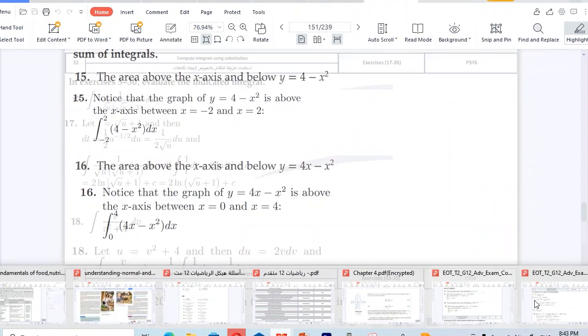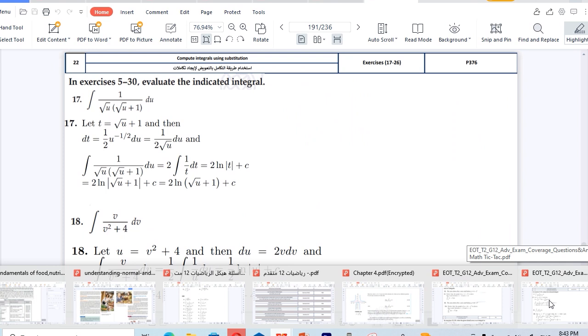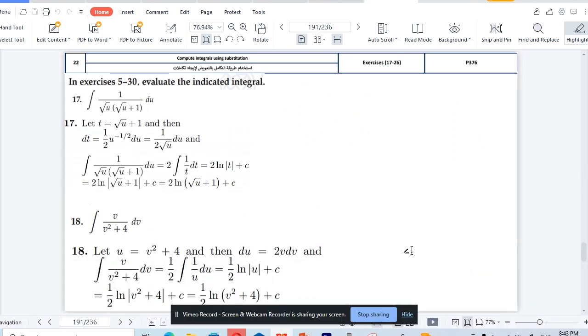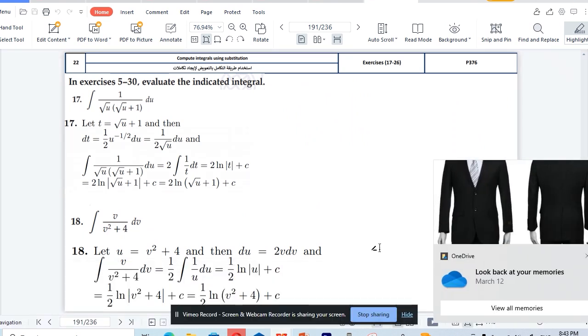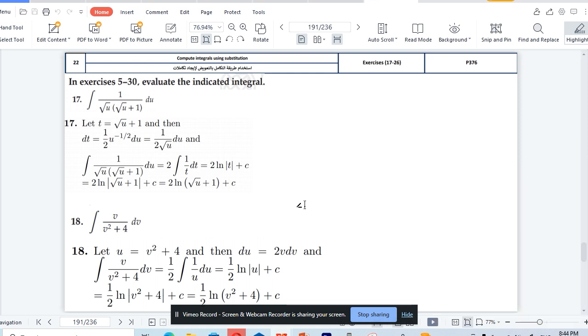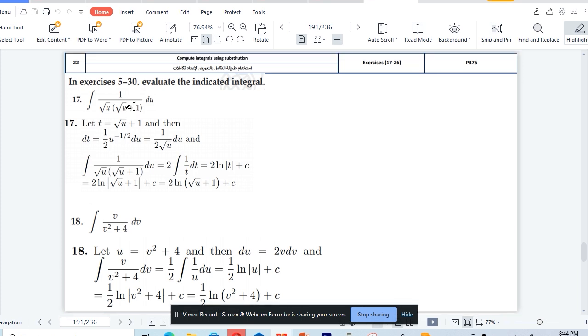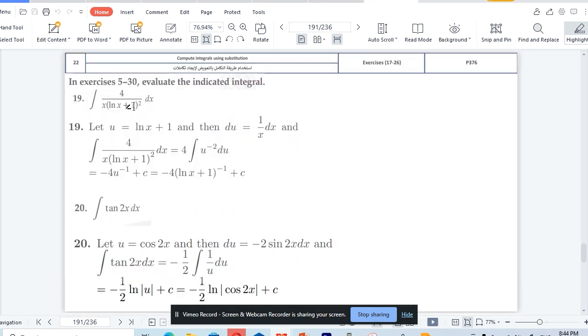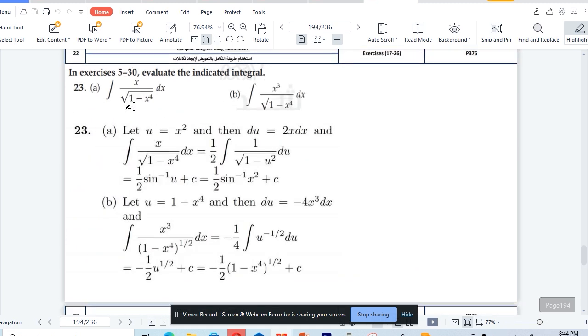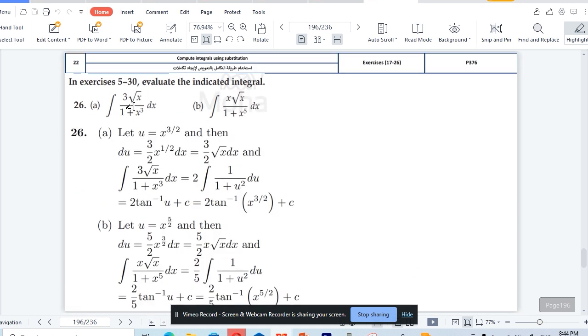Okay, so moving to the last part of the questions, solving the questions using the substitution method. Here we have the manual solution, as you can see. Let's say we have to solve the integration of 1 over square root of u multiplied by square root of u plus 1. Actually, not this question, I want the last two questions.